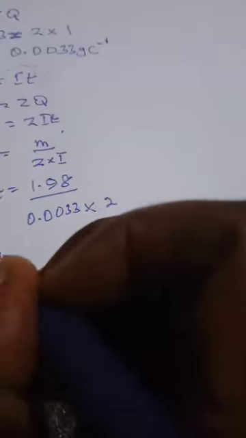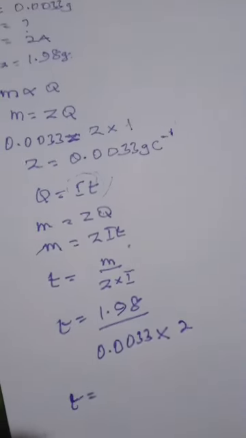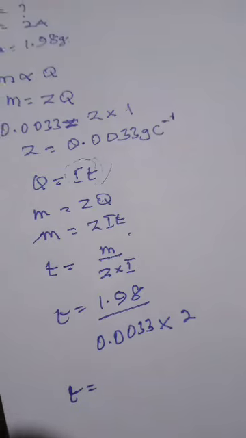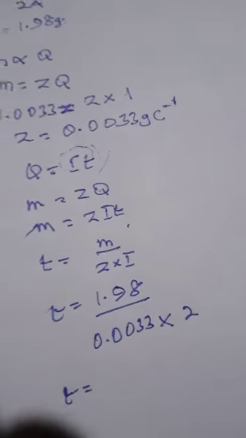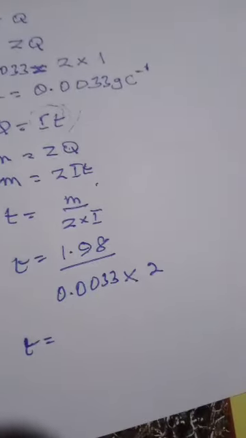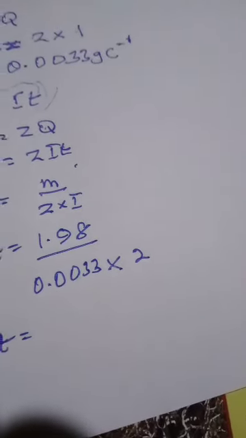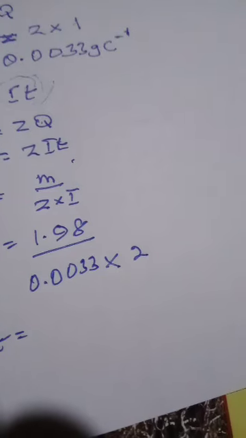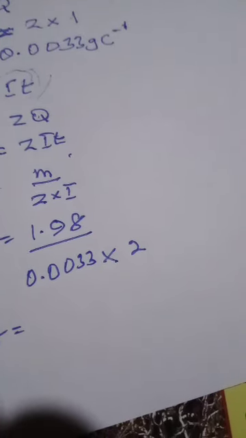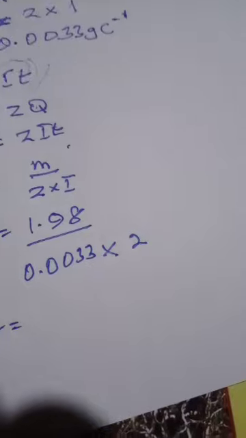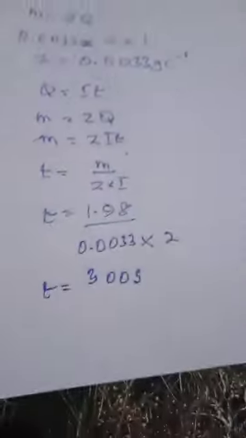So the time now will give you, let us check the calculator and see what we have. Checking the calculator, we said 1.98 divided by, that would be 0.0066. That will give you 300. So the time now will give you 300 seconds.